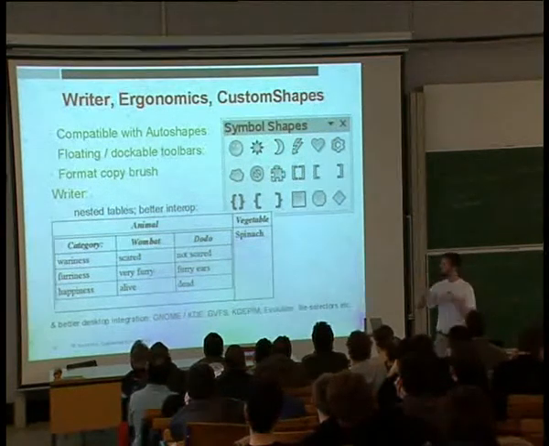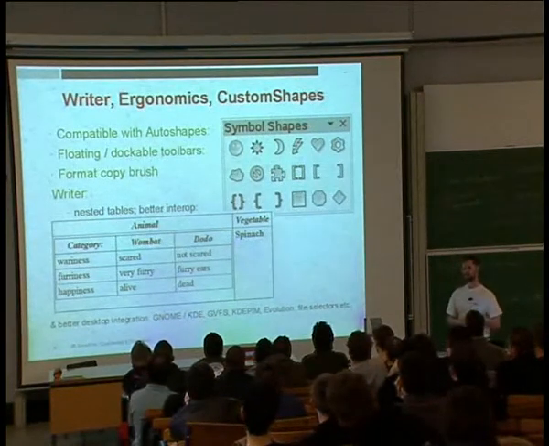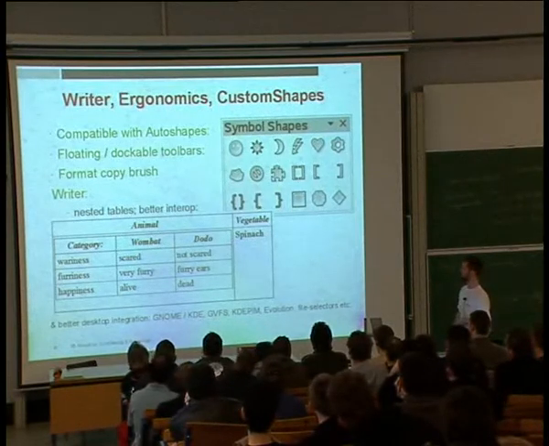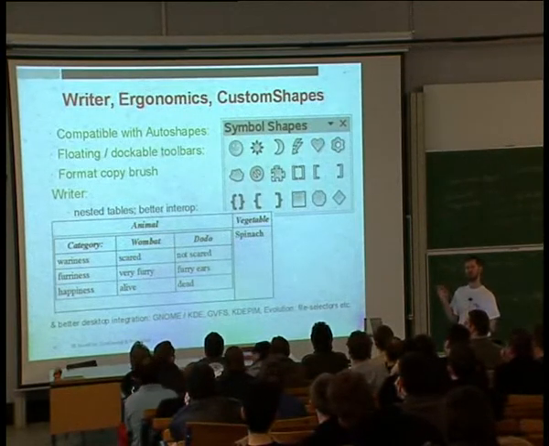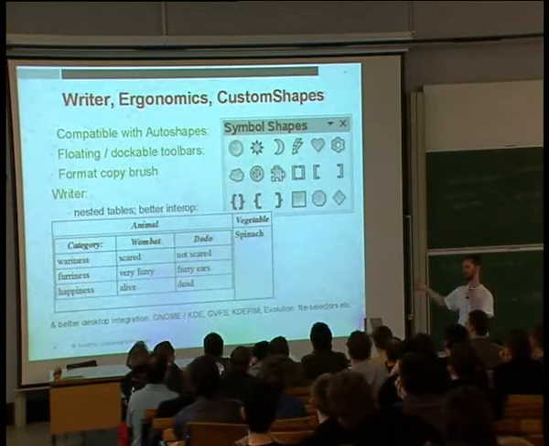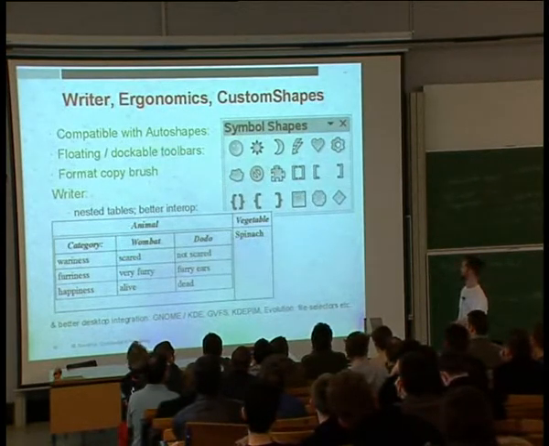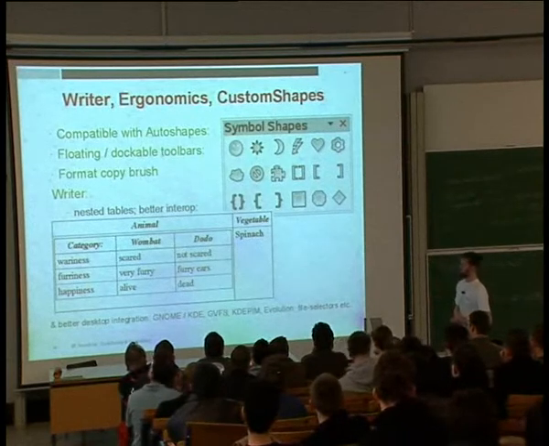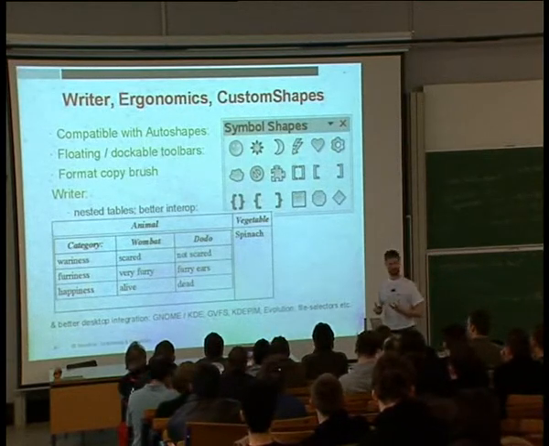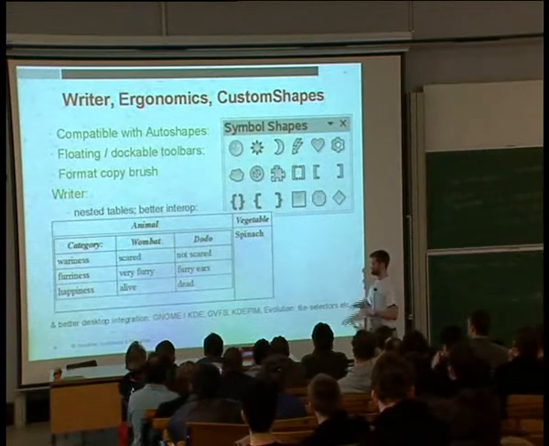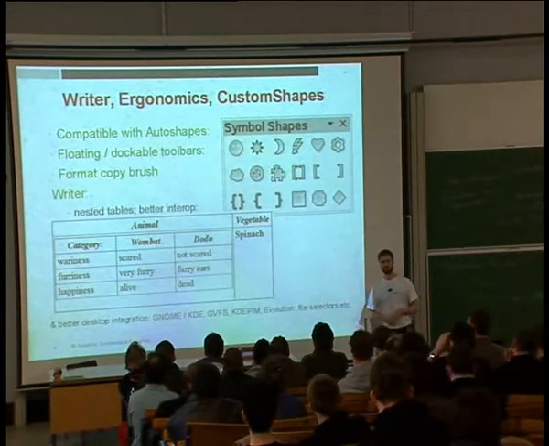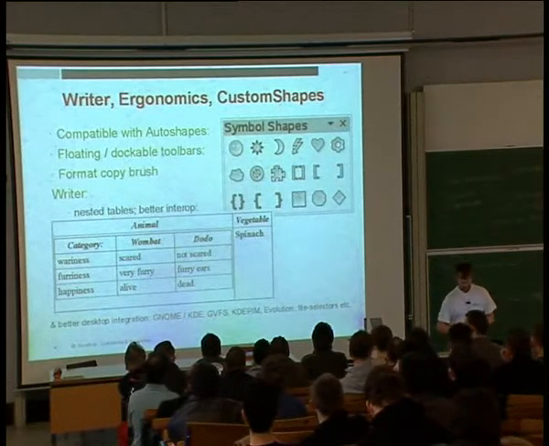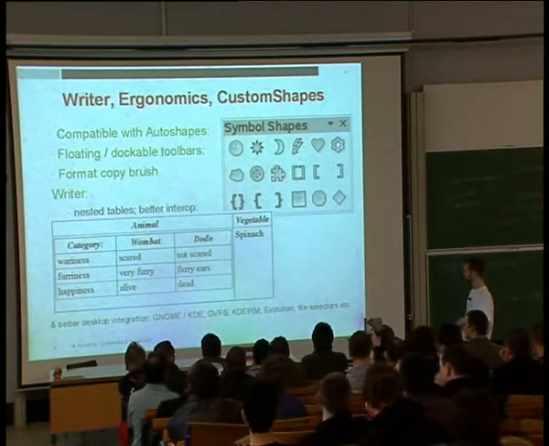Floating dockable toolbars that pop up and you can move around. Format copy brush, so you can copy styles from places and enrich your document more easily in a stylistic way. So instead of going bold, you copy a style from something. Nested tables, obviously. Since the web was invented, people like to do almost every layout thing with deeply nested tables, and so it's nice if you can nest tables. This helps interoperability a lot, and people that like tables.